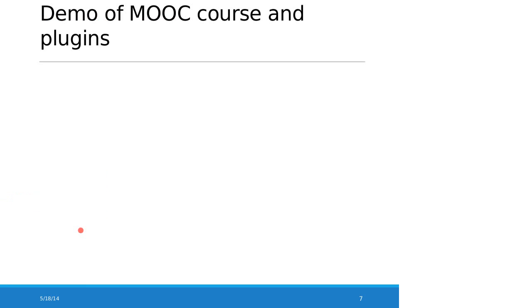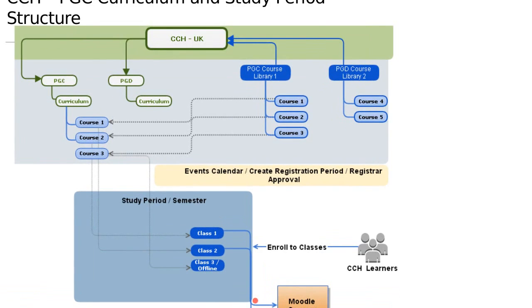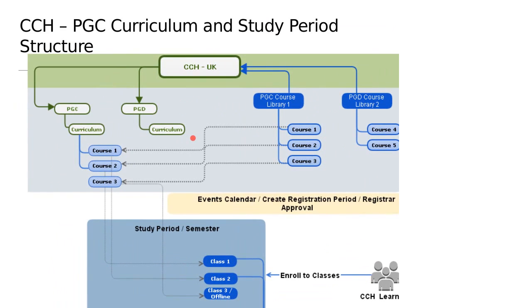Let me go back to the presentation and let me show how the student information system in the CobaltLMS that CCH uses works. So here, this is a requirement of the client, CCH, College of Contemporary Health. They're launching a PGC curriculum, PGC program, and in the next study period, they're going to launch a PGD. Let me zoom a little bit.